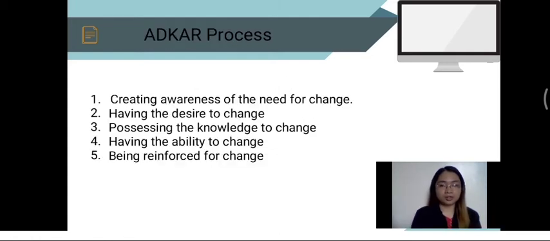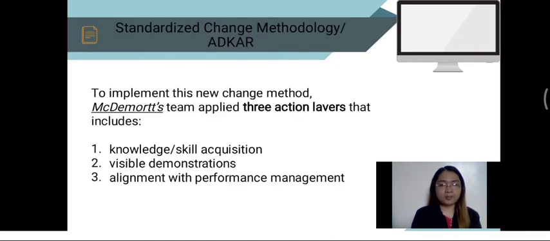Standardized Change Methodology or ADCAR. To implement this new change method, McDermott's team applied three action layers that include knowledge or skill acquisition, visible demonstrations, and alignment with performance management. In this, Capital One offers courses and training to measure employees' capability to change, which is treated like a muscle and gets better with exercise.